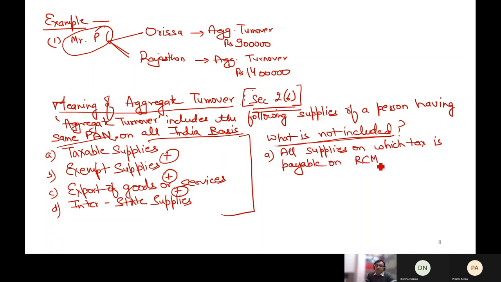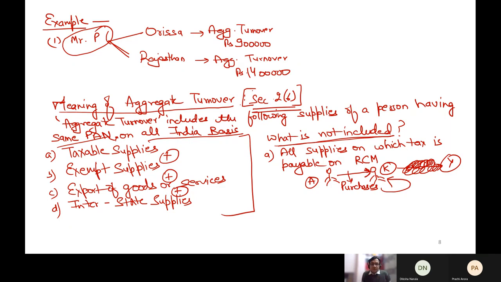Of course it should be there, because if he is Mr. A and I am Mr. K, I purchase something from Mr. A. What is my supply when I sell it further to Mr. Y? Okay, it should be my supply. Now here these are my purchases. Just because I am supposed to pay tax on these purchases as per reverse charge, it doesn't make them my supply. So government should not put me in double burden.